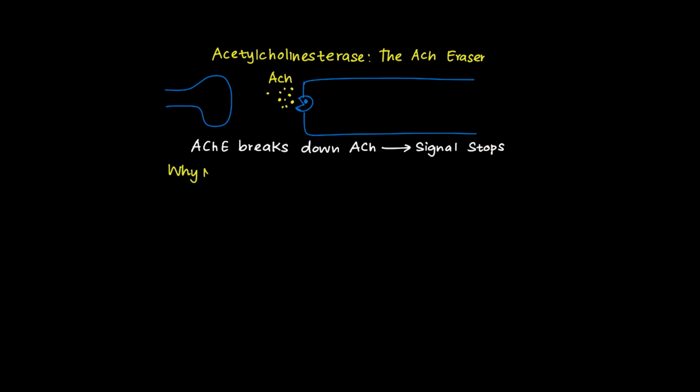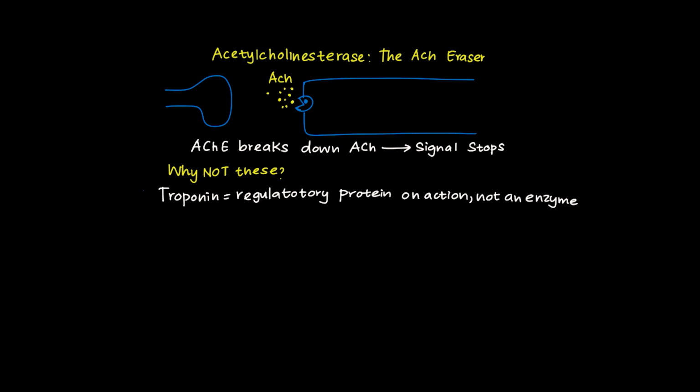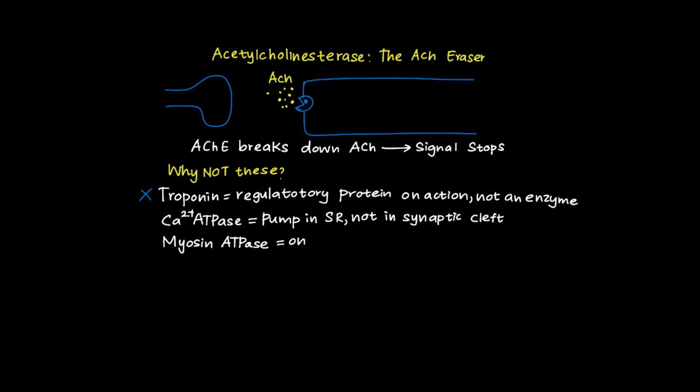Troponin is a regulatory protein on actin filaments inside the fiber. It's not an enzyme and it doesn't touch the synapse. Calcium ATPase is a pump in the sarcoplasmic reticulum membrane that pulls calcium back into storage during relaxation. Totally different location and function. Myosin ATPase sits on the myosin heads and breaks down ATP for the power stroke during cross-bridge cycling. Again, inside the fiber, not in the cleft.